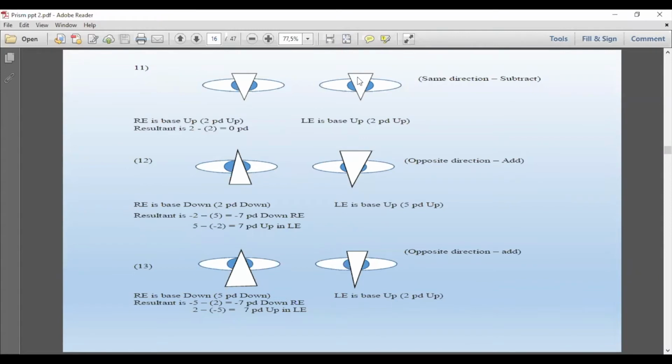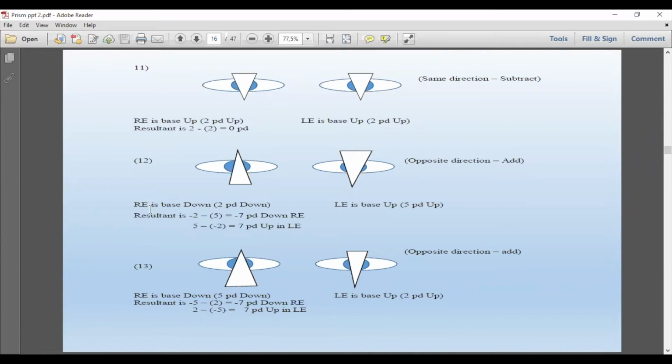Now, when we talk about prismatic effect, what I mean is when there's a difference in the two. So with equal displacements, there's no prismatic effect.